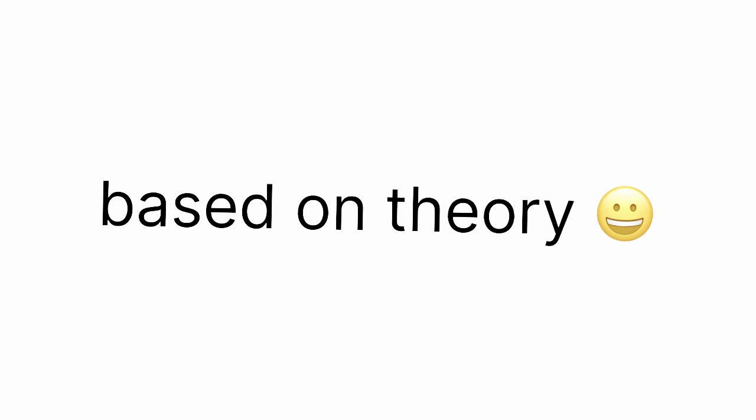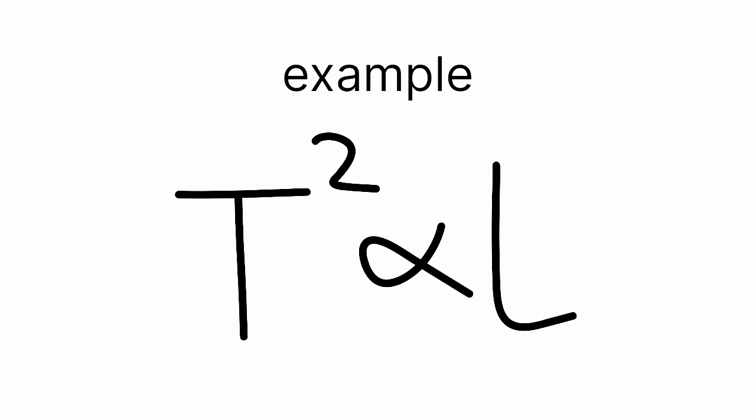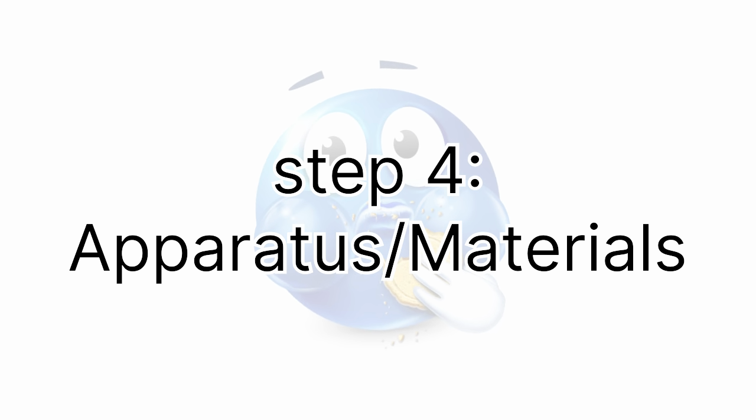A hypothesis is a clear, testable statement about what you expect to happen based on theory. This creates a direction for us to work in. An example is: if the length of the pendulum increases, the period will increase proportionally to the square root of the length. Now we can finally start the fun part.